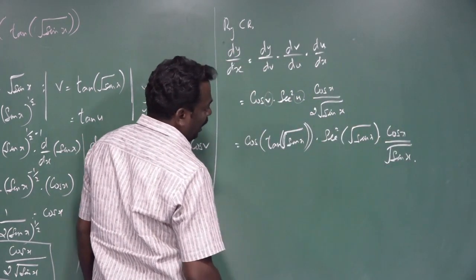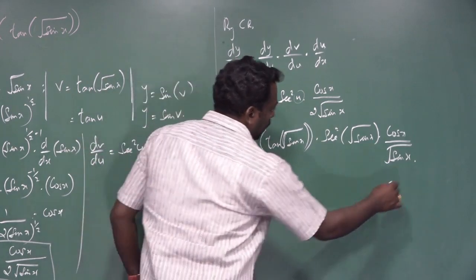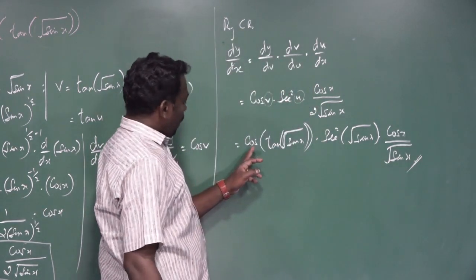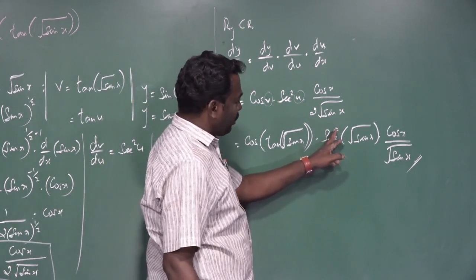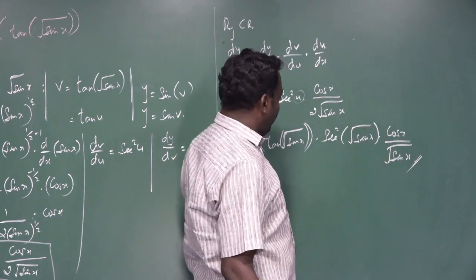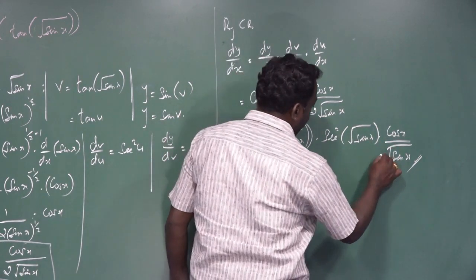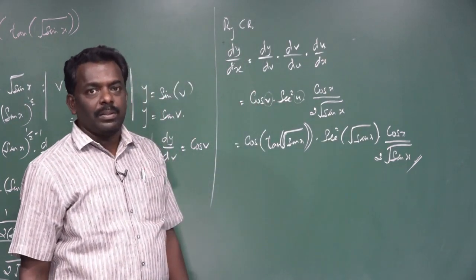Now that is the final simplification; no terms are cancelled, and it is the final answer. Therefore, cos of tan of square root of sin x into secant square of root of sin x into cos x by 2 times, within the denominator we have 2 into square root of sin x. That is the final simplification.